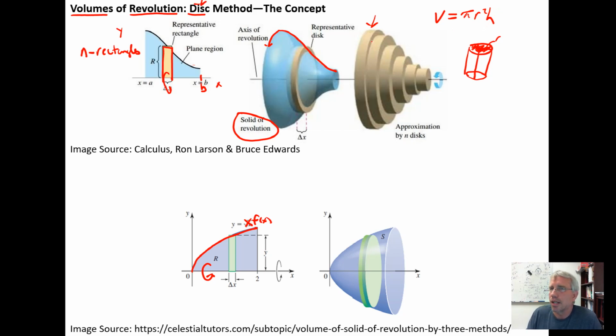So we just can calculate the volume of each cylinder or each disk, add them all up, and we have an approximation of the volume. And then we want to look at tools from calculus to get the exact volume. So that's the idea. So on the next slide, let's just kind of develop the formula.